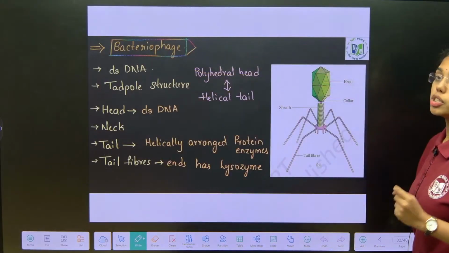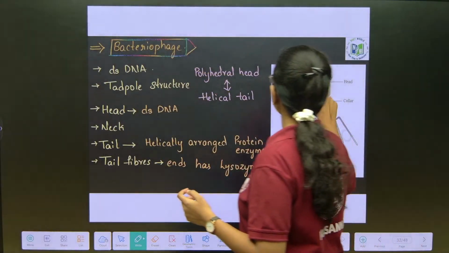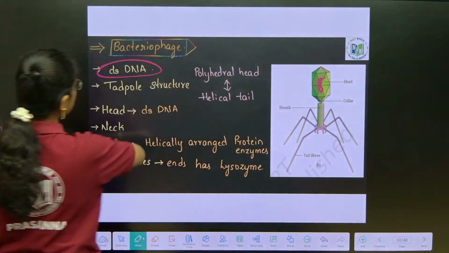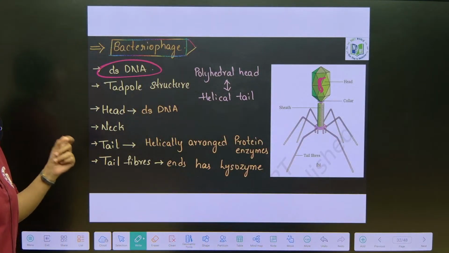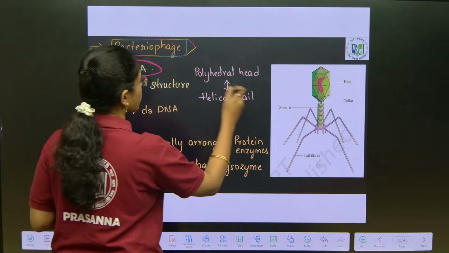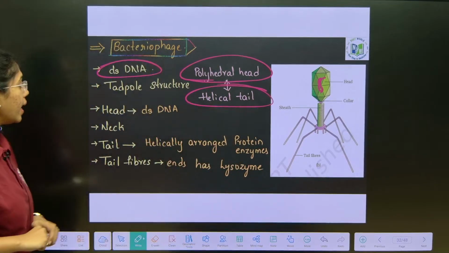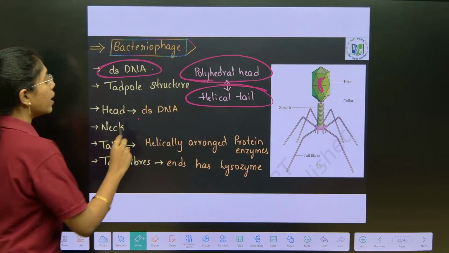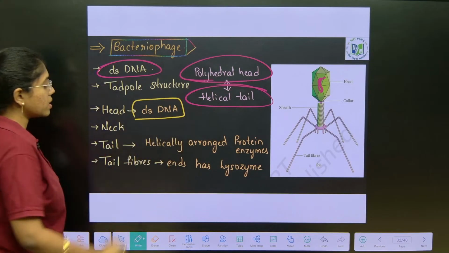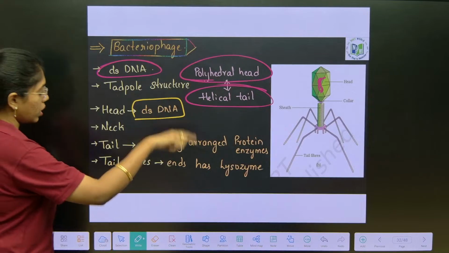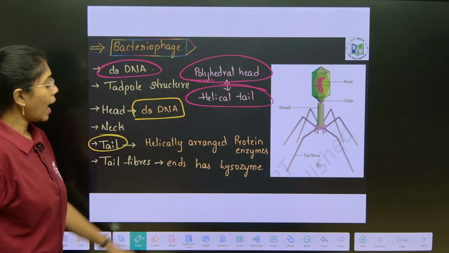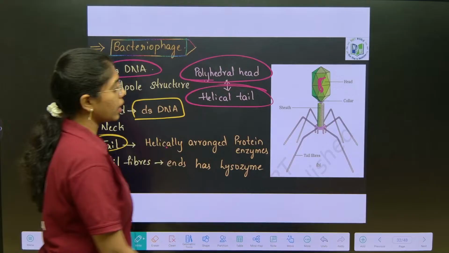Next is bacteriophage. The genetic material bacteriophage has is double stranded DNA. It has a tadpole structure. The tadpole structure has a polyhedral head and a helical tail. The head has double stranded DNA, with a neck and tail. The tail has helically arranged protein enzymes.